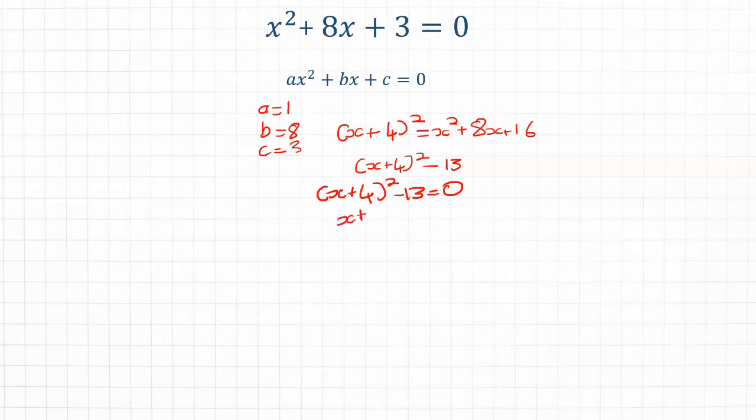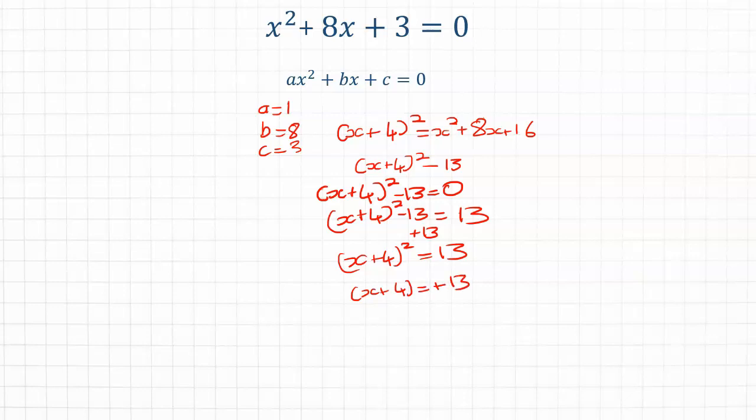So we add on 13 to both sides of the equation x plus 4 squared minus 13. We then get x plus 4 squared equals 13. We can then square root both sides and get two possible answers: x plus 4 equals positive square root of 13, or x plus 4 equals negative square root of 13.